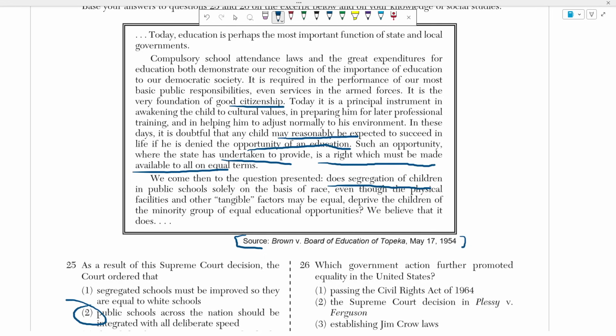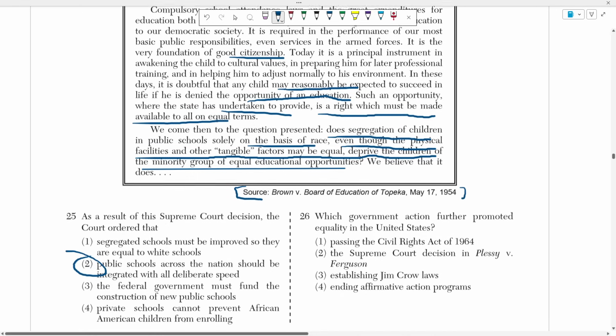The segregation of children in public schools solely on the basis of race, even though the physical facilities and other tangible factors may be equal, deprives the children of the minority group of equal educational opportunities? We believe that it does. So pretty much it is unfair to discriminate against education based on race, right? It's unfair that white kids would have better schooling, better training, and more resources than black kids, and it's unfair to segregate black kids in black schools from white kids in white schools, right?